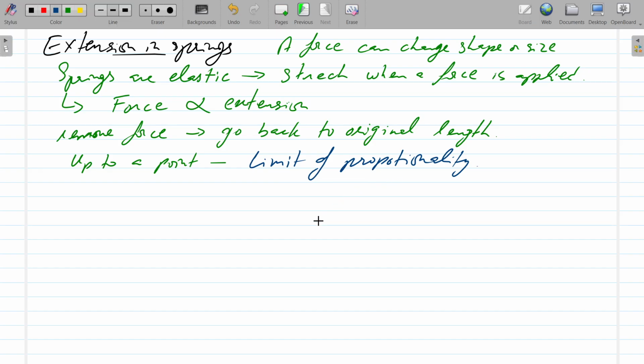The limit of proportionality is the point up to which force is directly proportional to extension, and when you remove the force, the elastic material, whether it's a spring or an elastic band or even a metal wire, because metal wires have a certain elasticity, will go back to their original length. If you apply a further force beyond the limit of proportionality, the spring in this case will not go back to its original length.